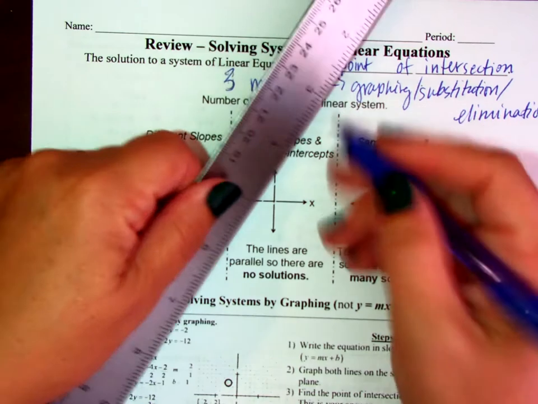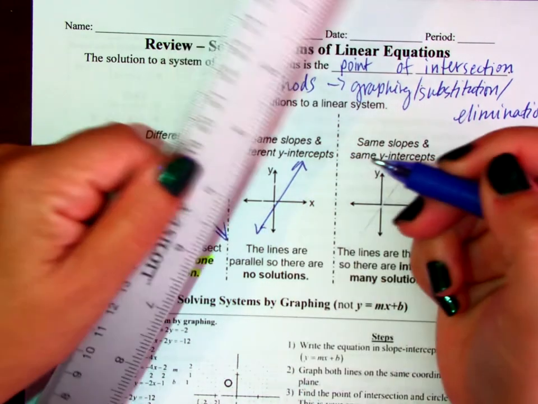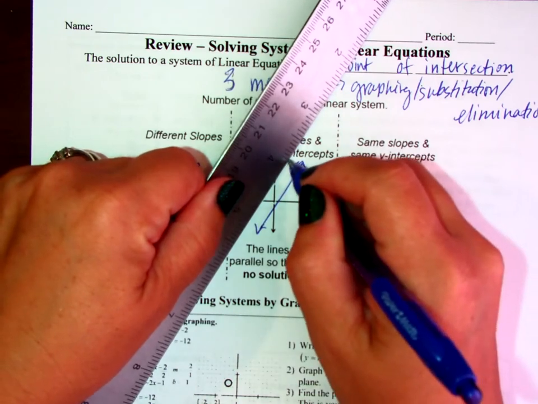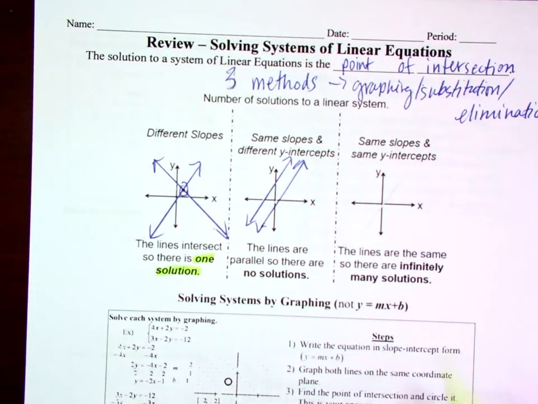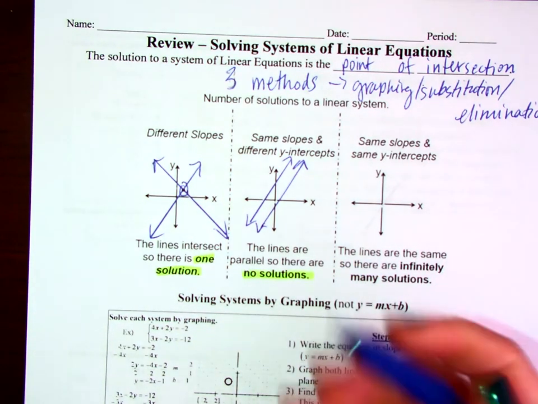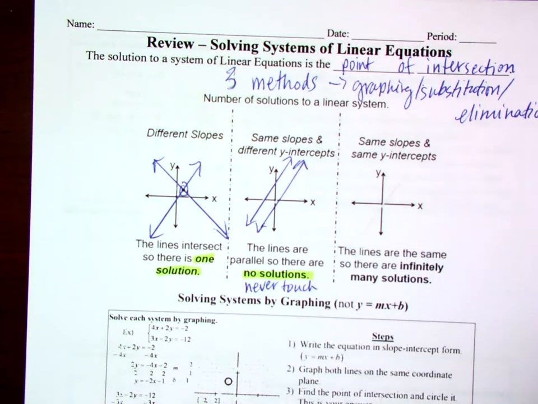But I want you to imagine that there were two lines and that they never touched. And these are two parallel lines and they never touch. So there is no solution to this system because they never touch. There is no point of intersection.